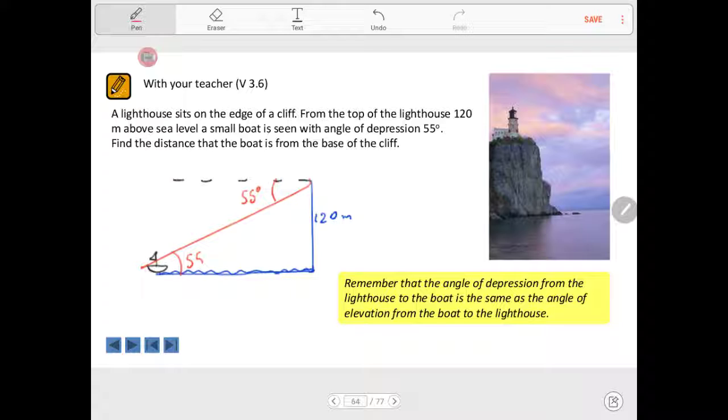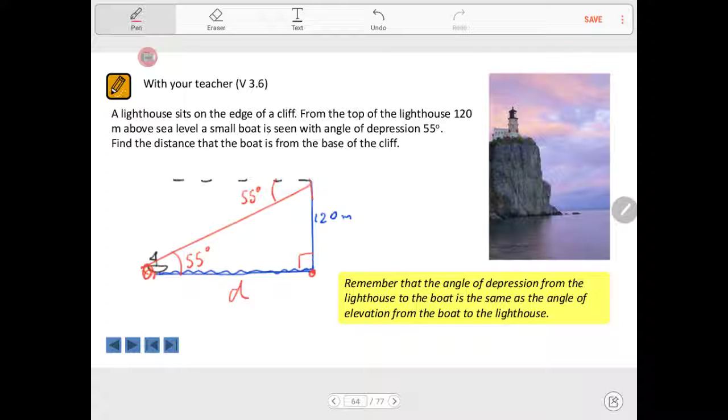I think it's a little easier just to mark that angle in there and use this right angle triangle here to do this problem. Now we want to know how far the boat is from the base of the cliff. So from here to here, that's the distance we're trying to find. With this diagram, you might have enough information now to pause the video and try this one yourself. Then I'll have a go at it.